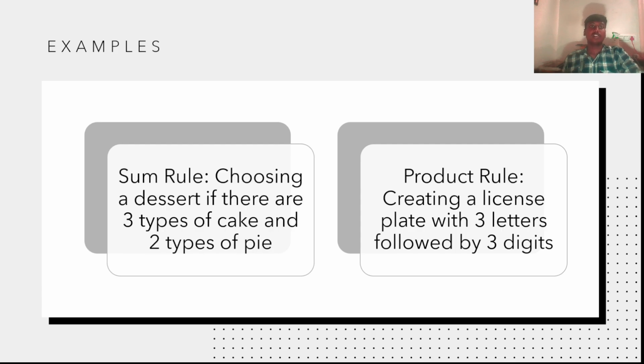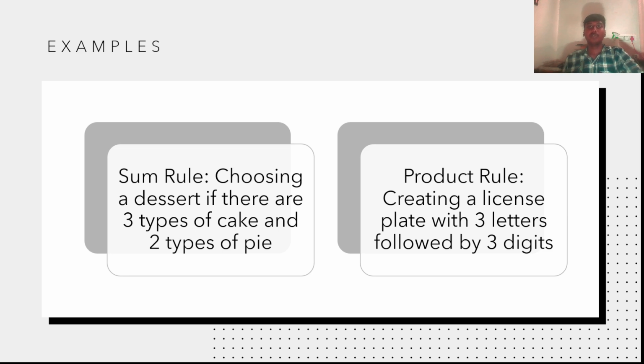Examples. Sum rule: choosing a dessert if there are 3 types of cake and 2 types of pie. Product rule: creating a license plate with 3 letters followed by 3 digits. That is, in the sum rule, we take choosing a dessert if there are 3 types of cake and 2 types of pie, 3 plus 2, that is 5 ways to choose a single dessert from the following example.